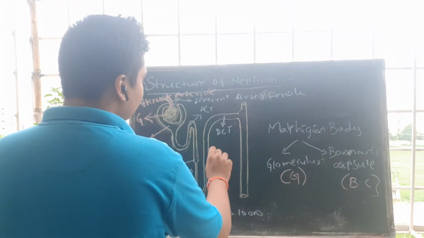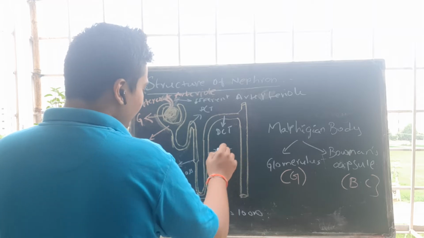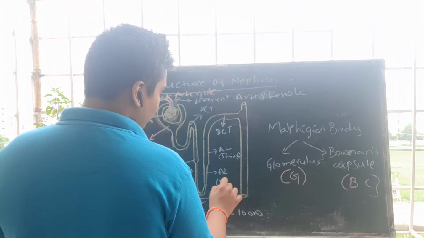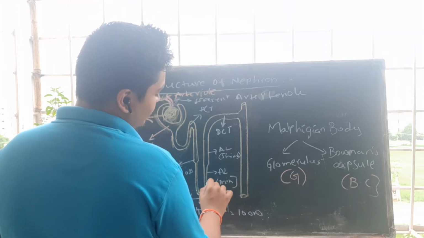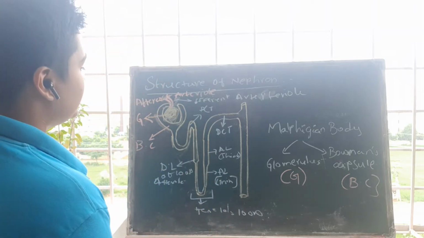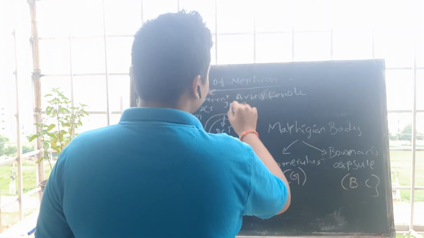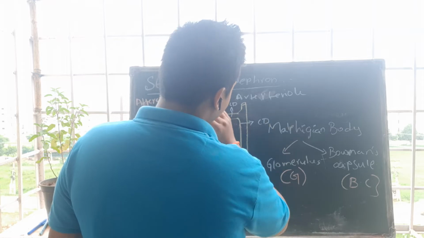But in the ascending limb we have two parts: one is the thicker part, and the thin part. Thick and thin part. This is your DCT. This is your initial collecting duct ICD, and this is your collecting duct CD.